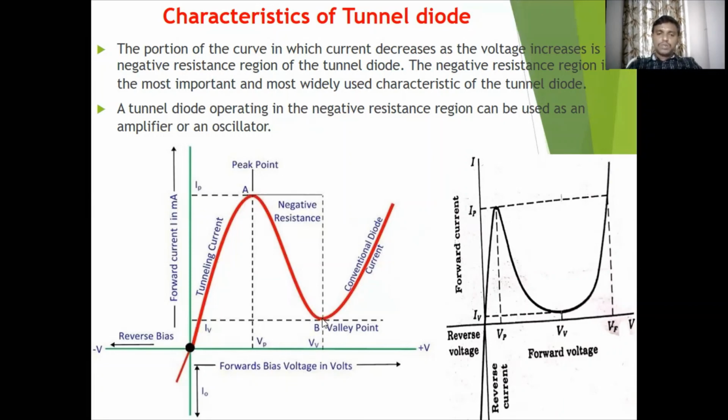After the peak point, the current goes on decreasing as we increase the voltage, and it reaches the valley point. The minimum current flowing through the tunnel diode is the valley point. It looks like a valley, that's why it is called the valley region or negative resistance region. After that valley voltage, if you increase the voltage further, there is a current rise, and it acts as a normal p-n junction diode. So these are the characteristics and operation of the tunnel diode.